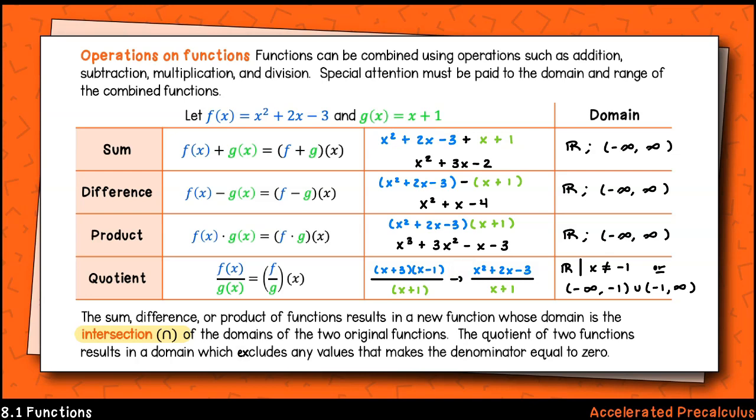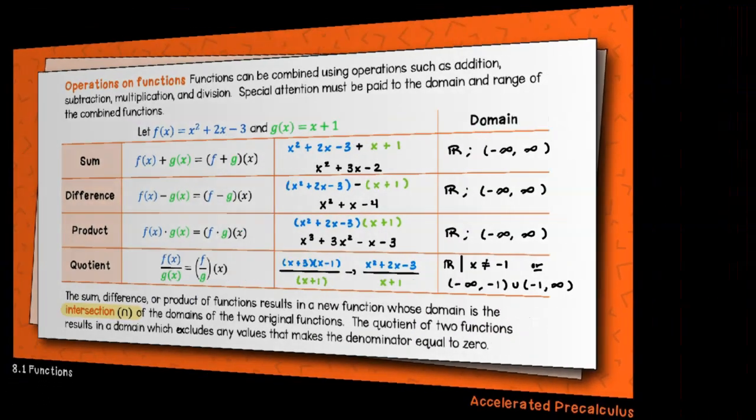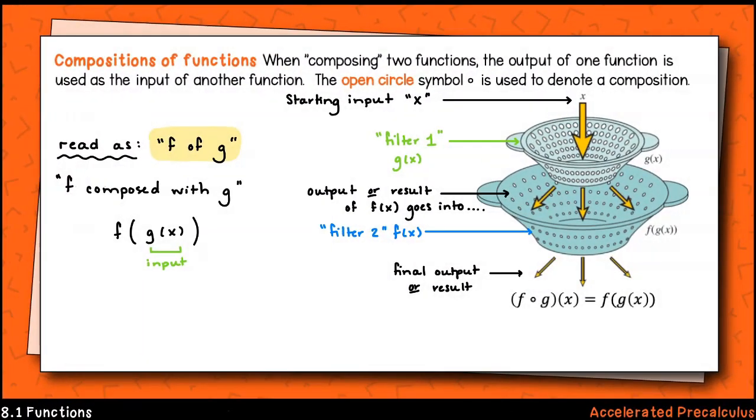In the case of addition, subtraction, and multiplication, the resulting function's domain will be the intersection of the domains of the originating functions. Recall from geometry that the intersection of two sets are the elements that the two sets have shared or in common. As is always the case, with division you'll want to ensure that you analyze the resulting function to determine what value or values will be excluded from the domain to ensure that you're not dividing by zero.